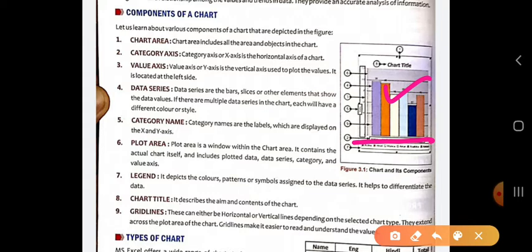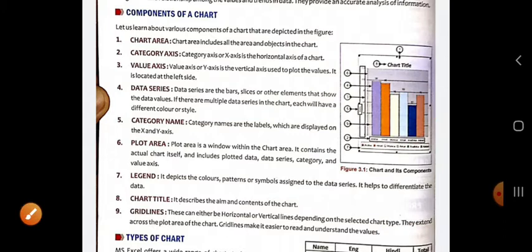Suppose in a company there is a sales department. In 2001 the sales department did very well, but in 2007 it did not do very well. If I am talking about 2014, then again it has boomed. So these things are shown by these small bars. So always keep in mind what is data series. Next, category name.